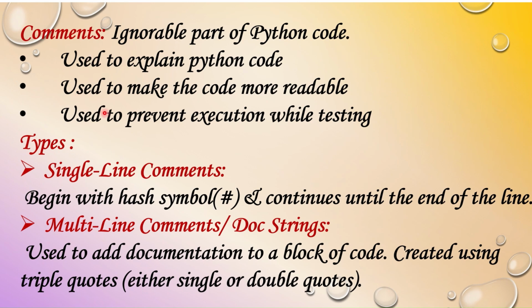So this is about comments. Now let's see the different types of comments in Python. We have two kinds of comments in Python, single line comments and multi-line comments. Multi-line comments can also be called documentation strings or simply docstrings. Single line comments begin with a hash symbol, and these comments continue until the end of the line.